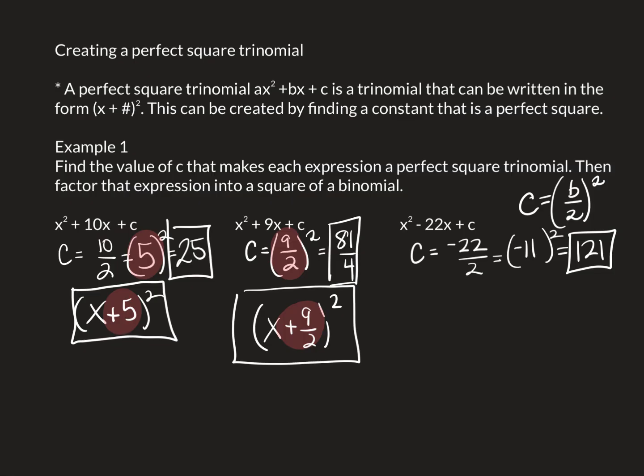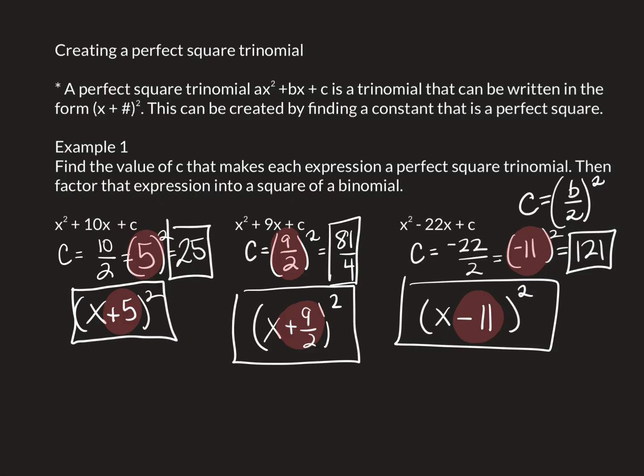And now we're going to factor that expression into a binomial squared. Remember to use your middle variable, which is x, and then one more reminder, the answer that you got when you divided by 2 goes beside the x. So minus 11. That gives me x squared minus 22x plus 121 factored is the quantity x minus 11 squared.